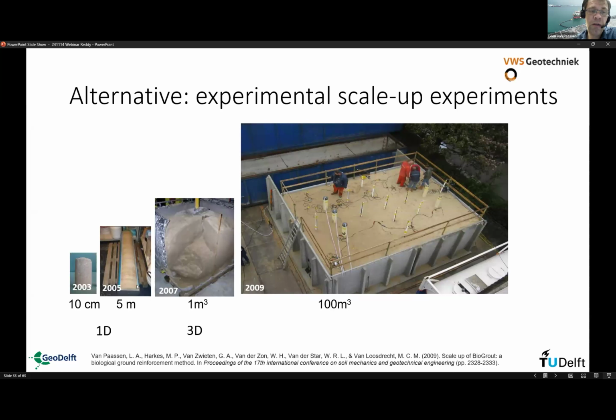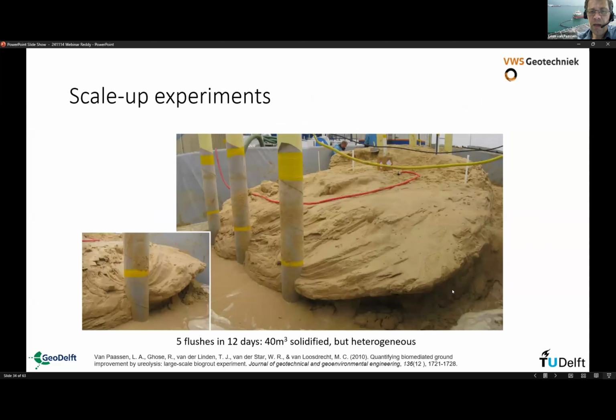So we started with 1 cubic meter, and once we've done this together with the contractor who was involved, they said, okay, we can do it better. And then we developed this 100 cubic meter sandbox experiment, where on the left we had 3 injection wells, and on the right 3 extraction wells, and a lot of monitoring wells in between.